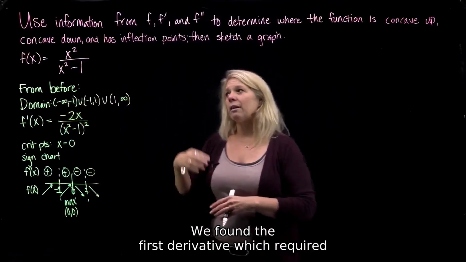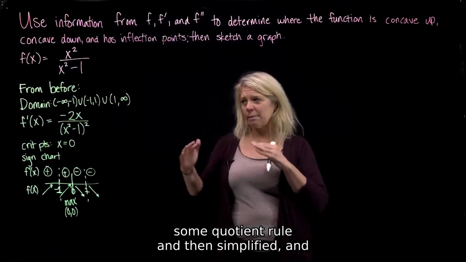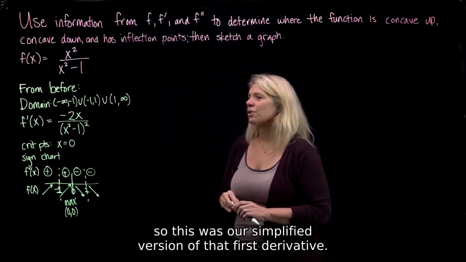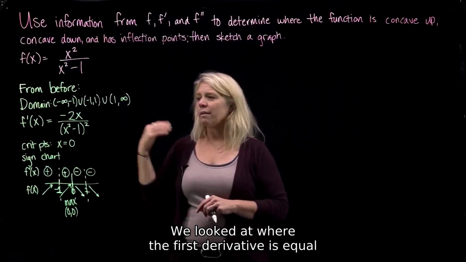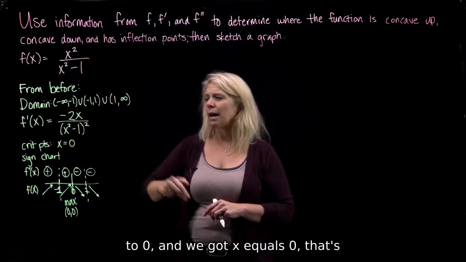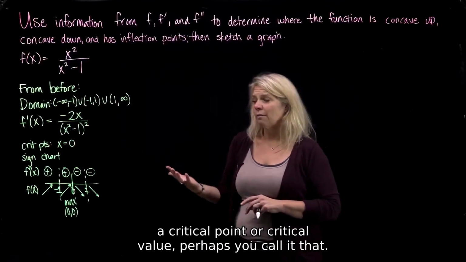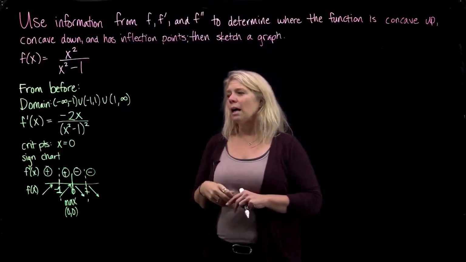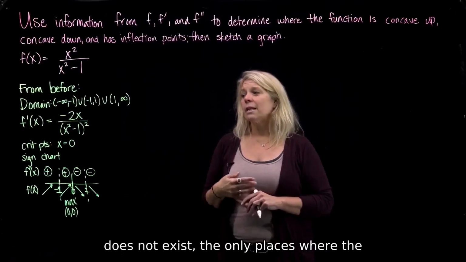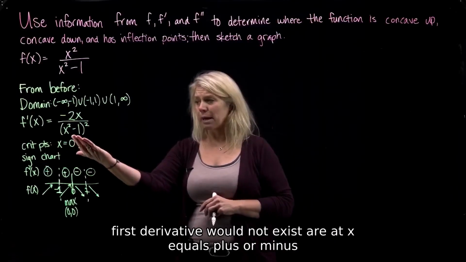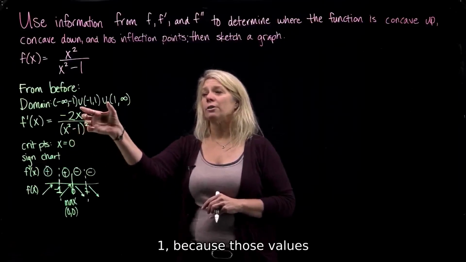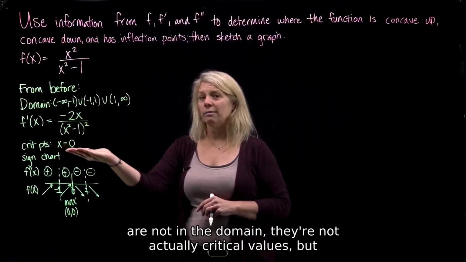We found the first derivative, which required some quotient rule, and then simplified. And so this was our simplified version of that first derivative. We looked at where the first derivative is equal to 0, and we got x equals 0. That's a critical point or critical value, perhaps you call it that. We also thought about where the first derivative does not exist. The only places where the first derivative would not exist are at x equals plus or minus 1. Because those values are not in the domain, they're not actually critical values.